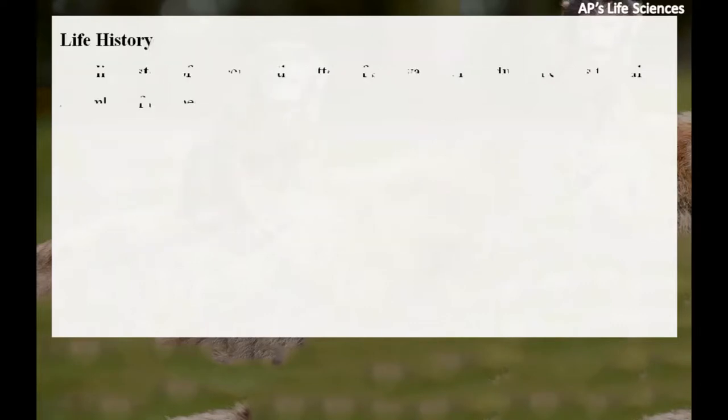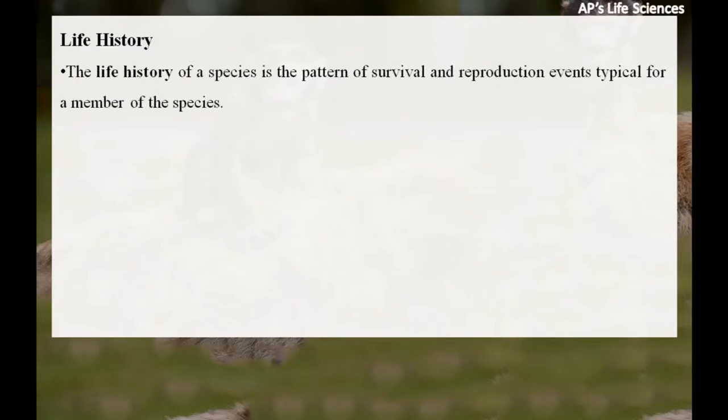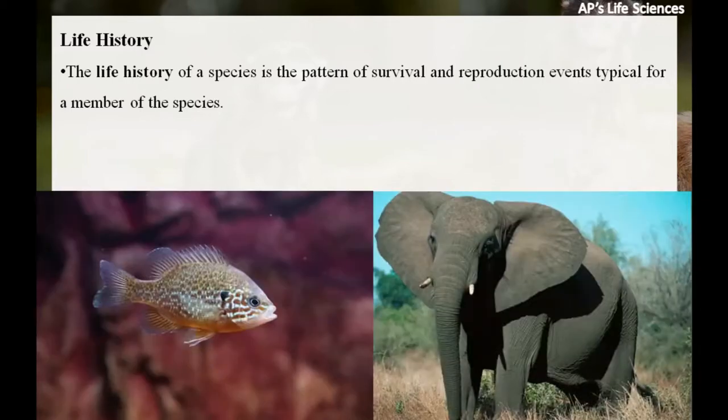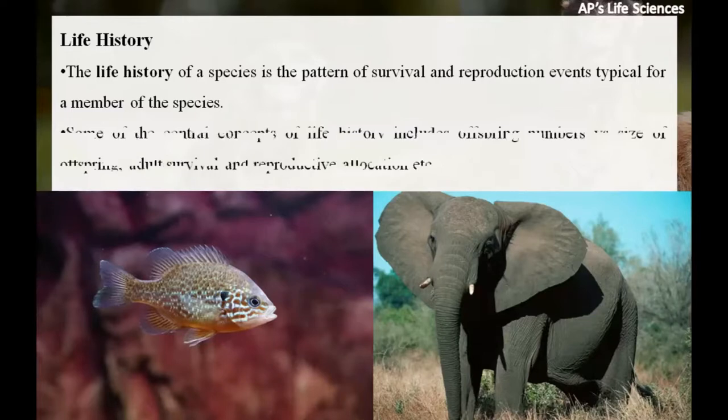Now, what is life history? The life history of a species is the pattern of survival and reproduction events typical for a member of the species. So, it reflects the pattern of survival and reproductive capacity. As we know, there are different kinds of animals throughout the ecosystem, and because of their certain physical attributes or characteristics, they have different rates of survival as well as reproduction events.